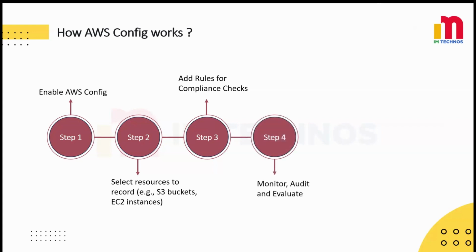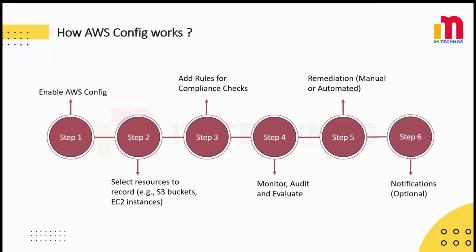After the rules are in place, AWS Config will continuously monitor, audit, and evaluate your resources. It provides a clear compliance status for each rule and stores a detailed history of configuration changes for auditing purposes. If any resource is found to be non-compliant, you can take action through remediation. This can be done manually or automated using remediation actions.